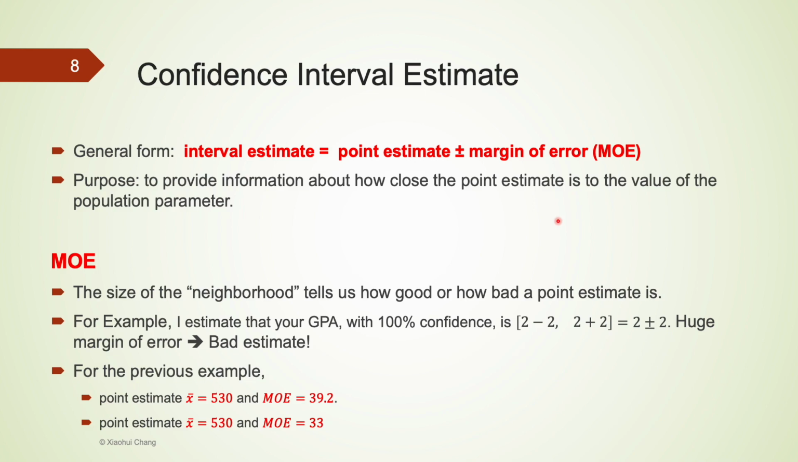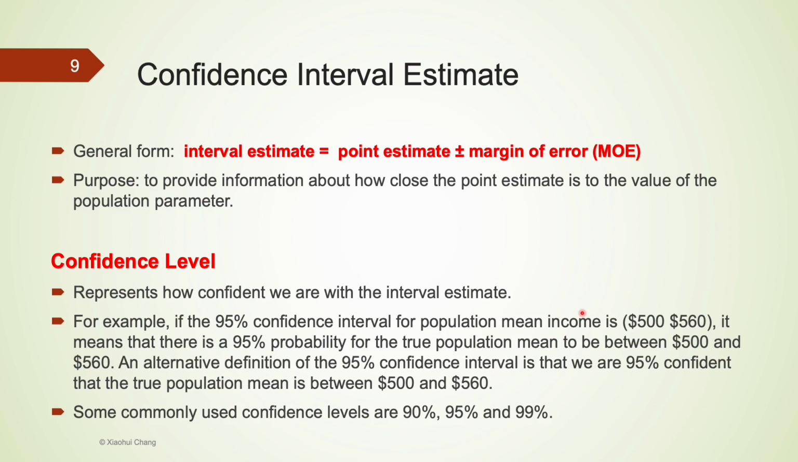As you see in our previous example, the point estimate is always going to be 530 because that's the sample average from our sample of 36 students. But the width of this interval can be different. For example, MOE, margin of error, could be 39.2 or 33. The width of the intervals depends on several factors. One of them is related to the confidence level. The confidence level is a probability that represents how confident we are with the interval estimate.